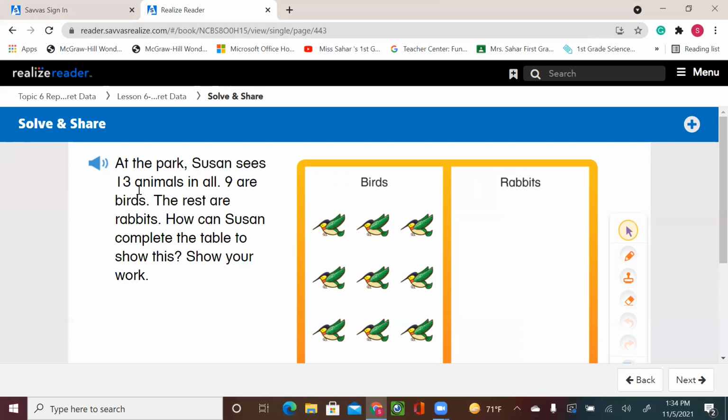So she saw a total of 13 animals. 9 of the 13 were birds and the rest were rabbits. So if I count on after 9, I have 10, 11, 12, 13, because she saw a total of 13 animals. So that means she saw 9 birds, and the rest were rabbits, 4.